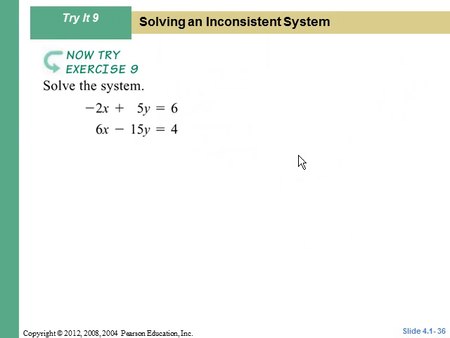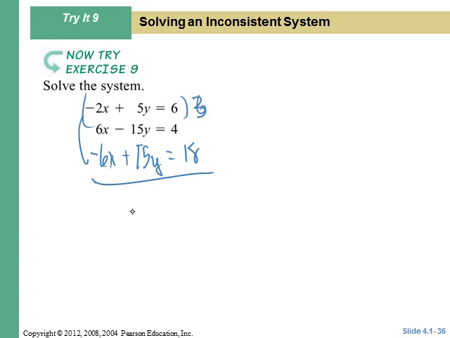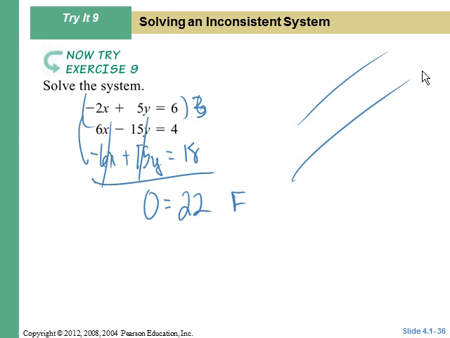All right. You try this one. Okay, let's solve it by multiplying the top equation by 3, and writing it down here. We get negative 6x plus 15y equals 18. Adding it to that one, these cancel, and we get 0 equals 22, which is false. And so we've got parallel lines, inconsistent, no solution.